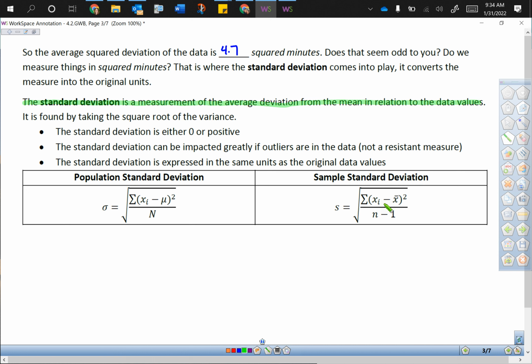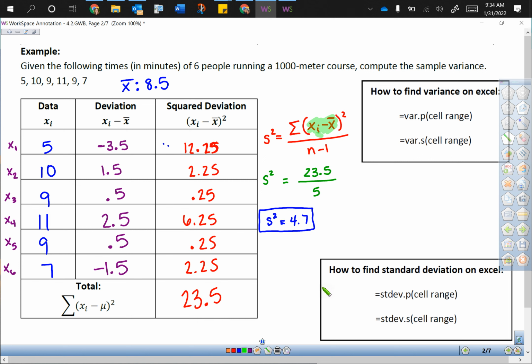And then finally, standard deviation is expressed in the same units as the original data values. That's the whole point of it. We want to get from those minutes squared back down to the regular original measurement. Now, on Excel, there are formulas for it, and it's the same thing with the variance. If you start typing in equals STDEV, you just have to choose if it's population or sample, and then highlight your cell range, and it'll give it right to you. Cool? All right, go to the back page.